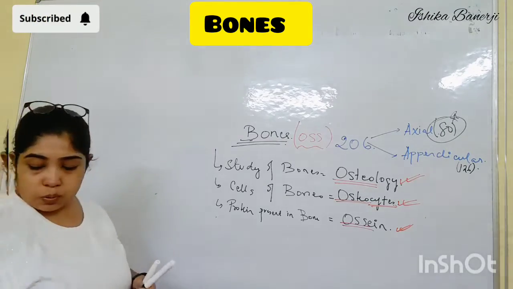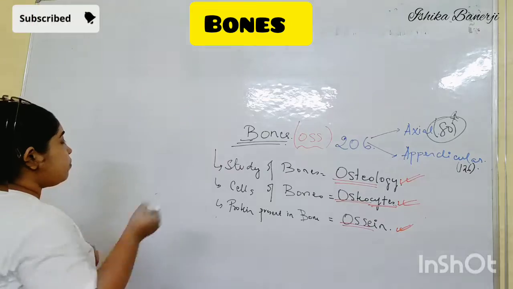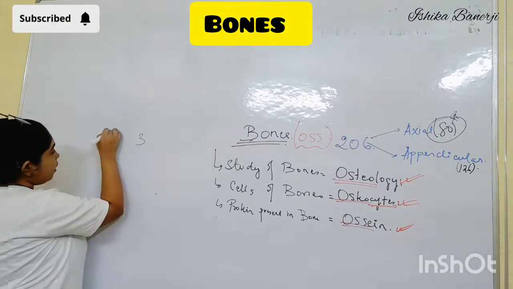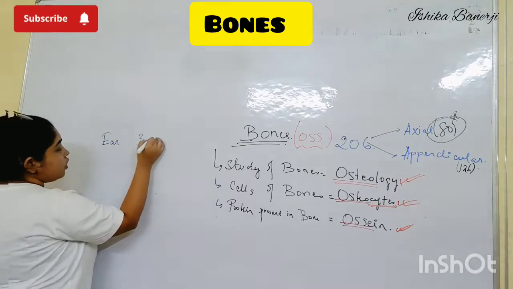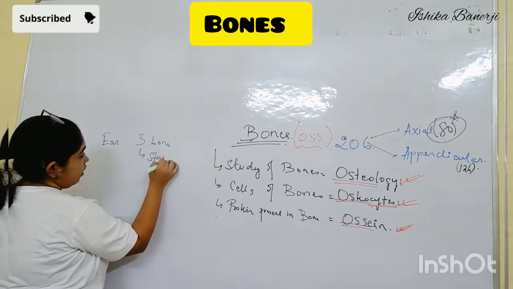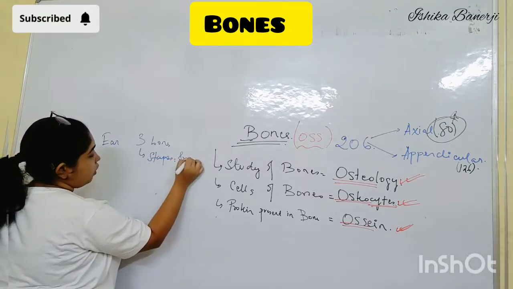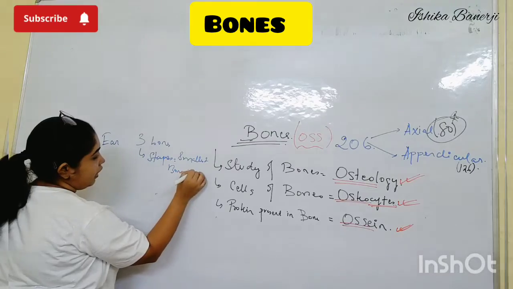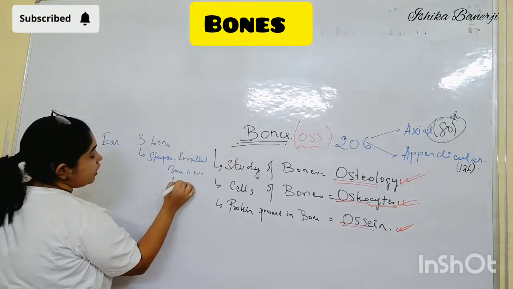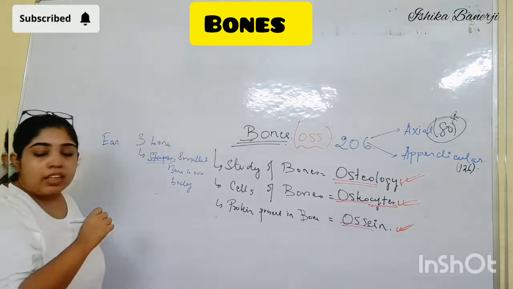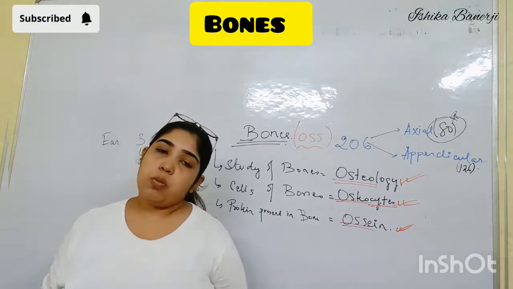Remember this, students: in our ear we have 3 bones. Among them, stapes is the smallest bone in our body. A question can come: which is the smallest bone in your body? It will be stapes. Stapes is the smallest bone in the body.